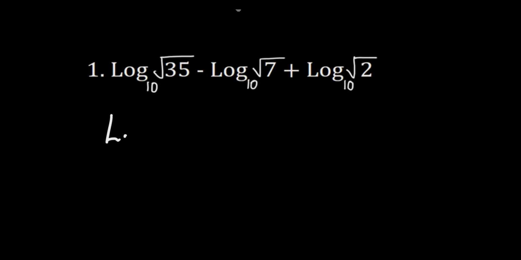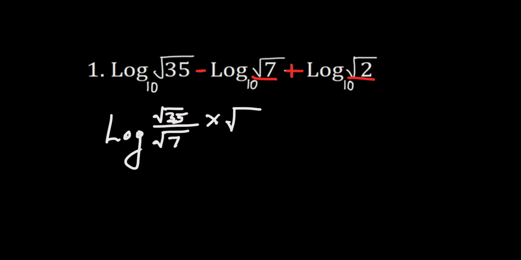So we now have log the square root of 35. And because we have a negative sign here, it means that you are going to divide by the square root of 7. So the square root of 35 divided by the square root of 7. And because of this positive sign that we have here, you are going to multiply by the square root of 2. So times the square root of 2. So we can simply put this in parentheses to base 10.